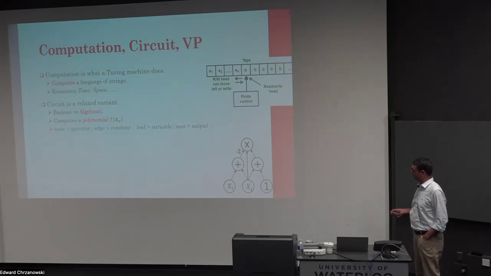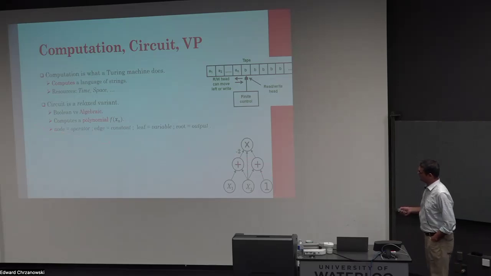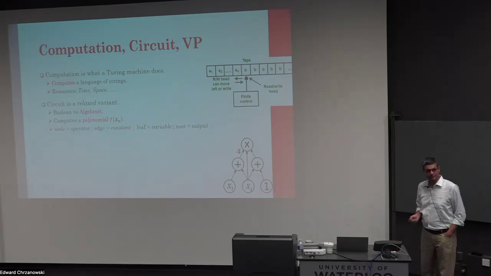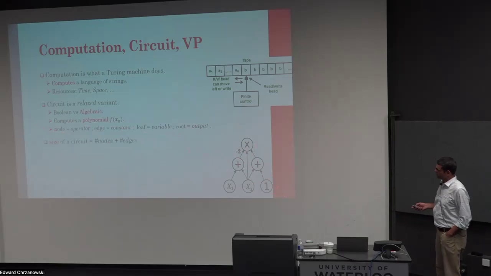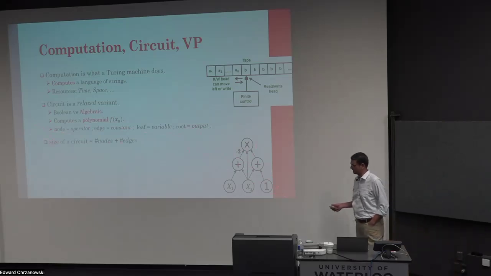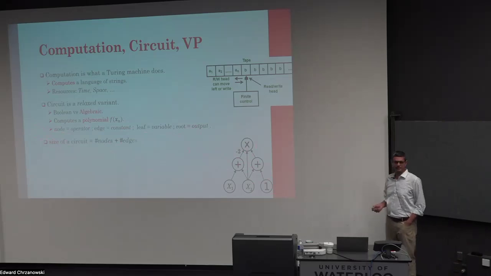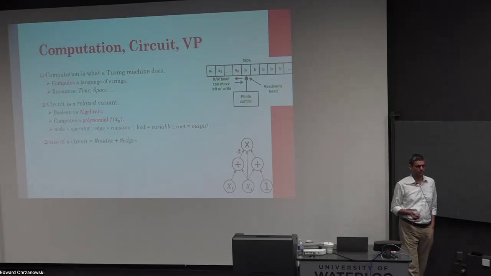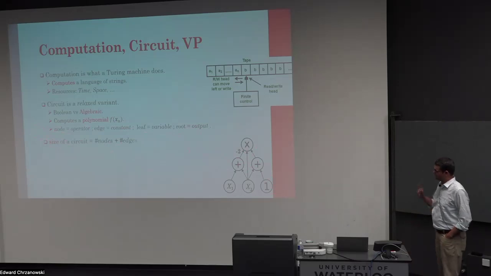So node, these are nodes. They have operators in them. Edges have constants on them. Leaves are the variables or constants, and root is the output. Okay, so I need to define the resources here. So the resource concept is size, which is how big this graph is. Okay, so number of vertices and number of edges.